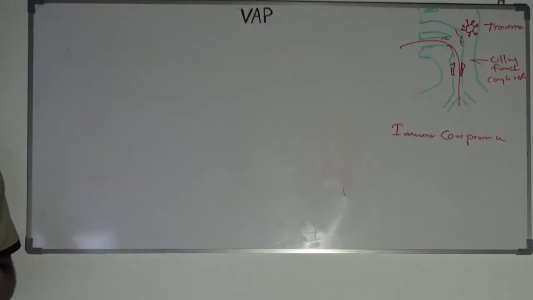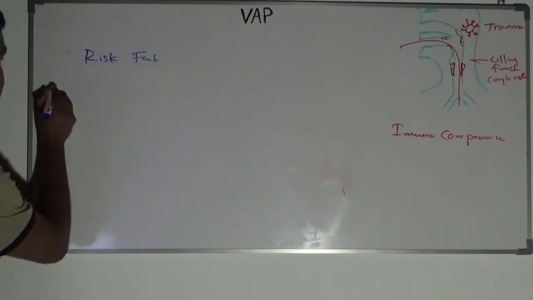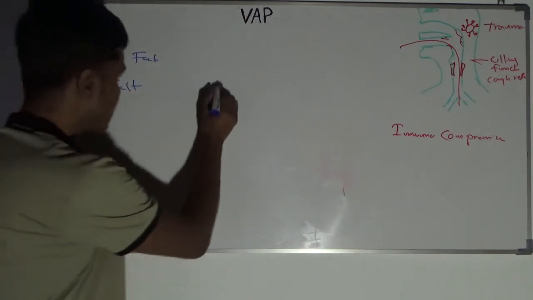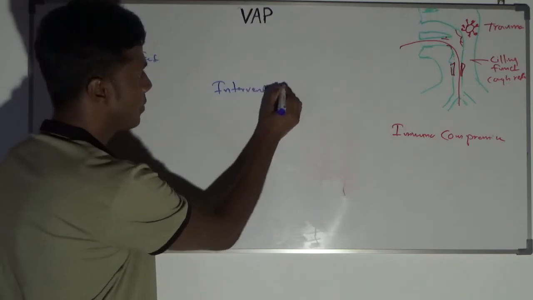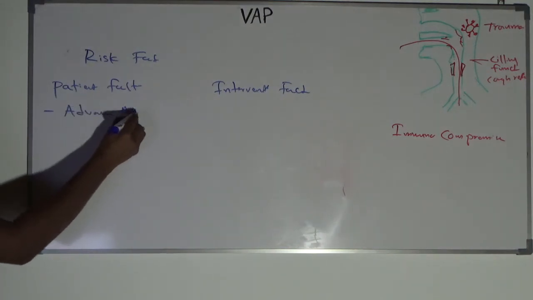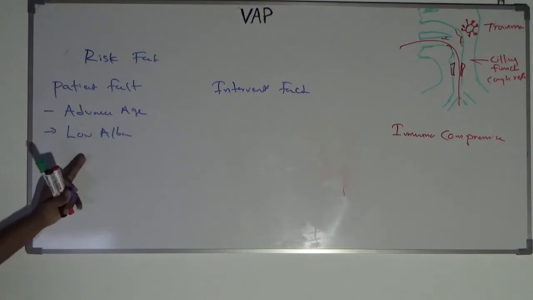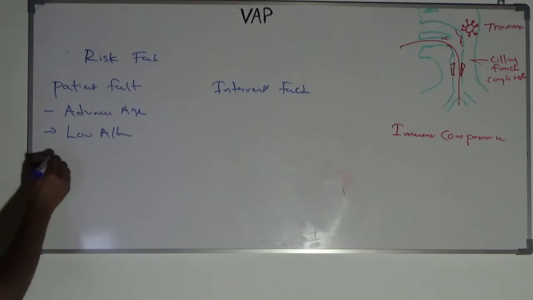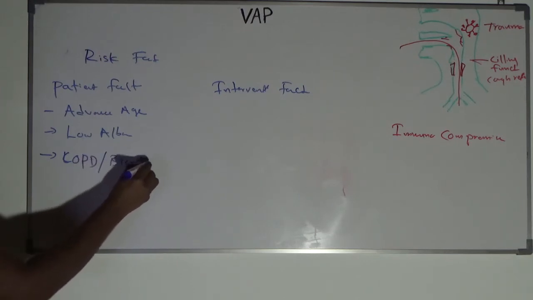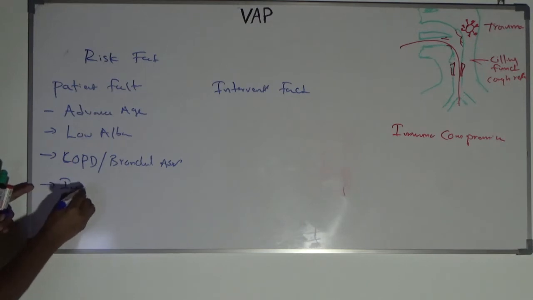So, risk factors for development of ventilator acquired pneumonia can be divided into patient factors and interventional factors. The patient factors are advanced age and low albumin. Patients with low albumin have a high risk of getting ventilator acquired pneumonia. COPD and bronchial asthma patients, and impaired consciousness, low GCS.